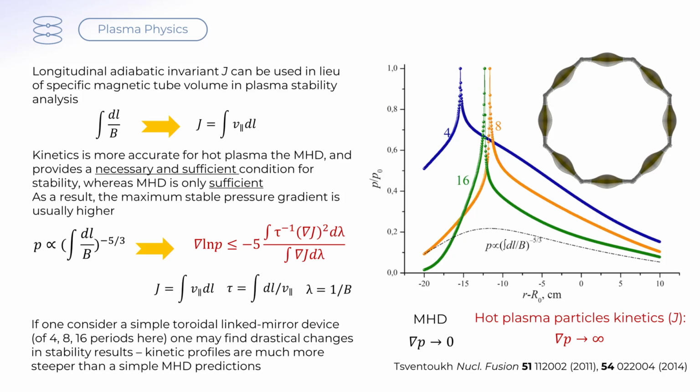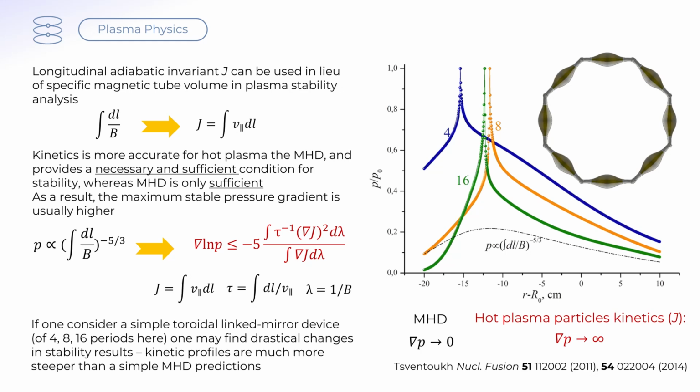The longitudinal adiabatic invariant can be used instead of the specific volume of the magnetic flux tube for stability examination. It also reflects some area, some volume, which is available for particle motion. It could be used for the stability analysis. Kinetics is more appropriate for hot plasma than MHD, than magnetic hydrodynamics, and it gives both necessary and sufficient stability conditions. MHD gives only a sufficient condition. So it means that the critical pressure gradient in a given magnetic configuration can be somewhat larger in a kinetic description than in the simple MHD description.